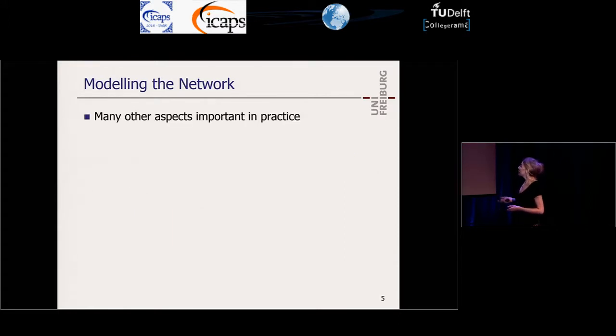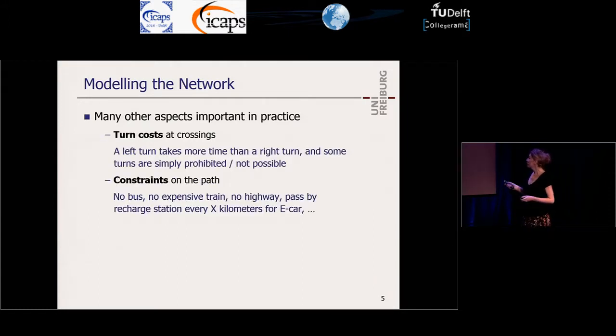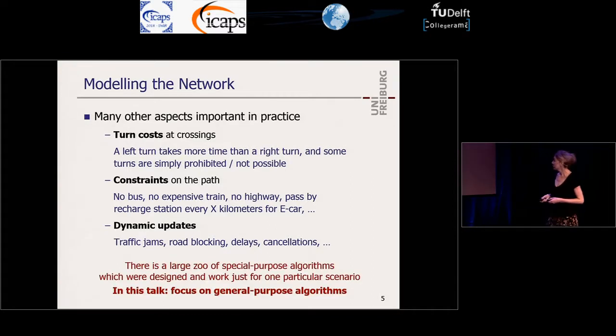Many other aspects are important in practice. You might have turn costs, so a left turn is more expensive than a right turn. Some turns are prohibited, you can't do them, there are constraints. Maybe you don't want to take a highway, or in a transit network, no expensive train, or you have an e-car, you need to recharge every so many kilometers. Dynamic updates are an important issue, traffic jams, road blockings, or things like that.